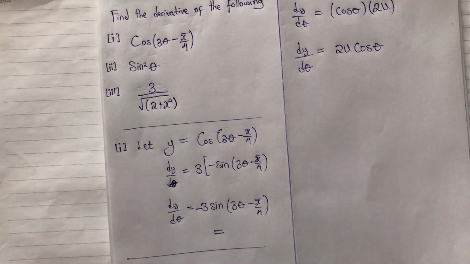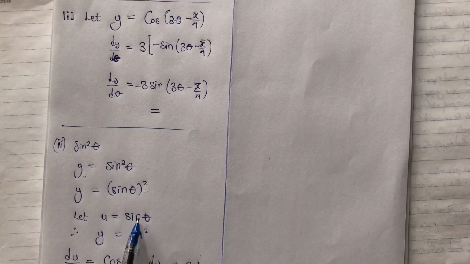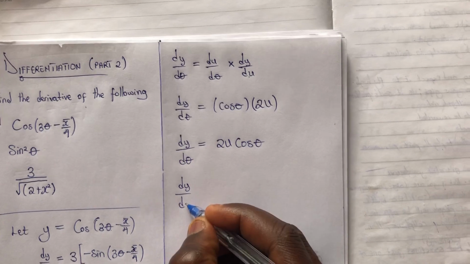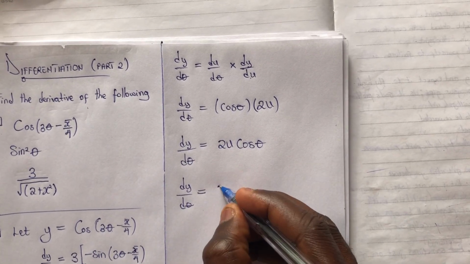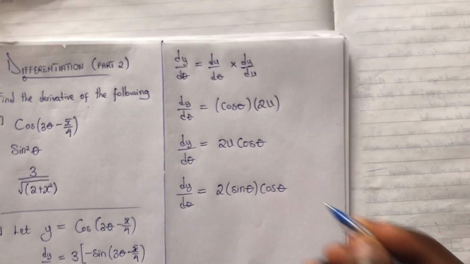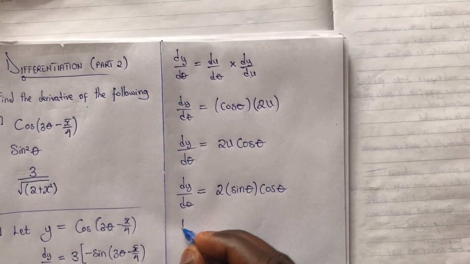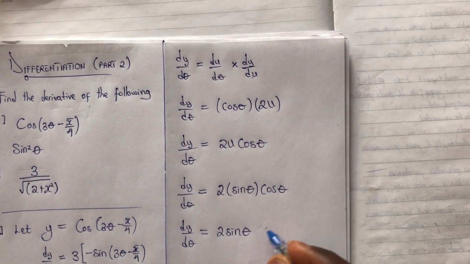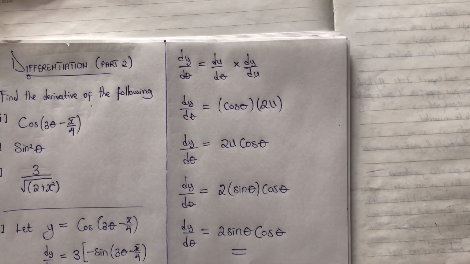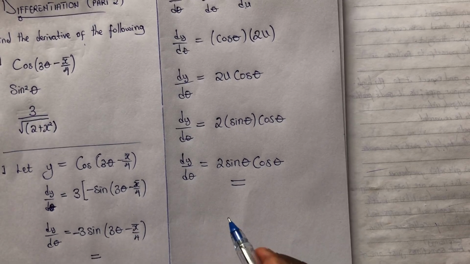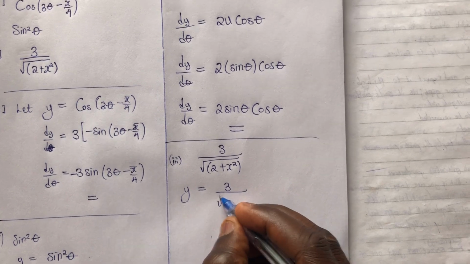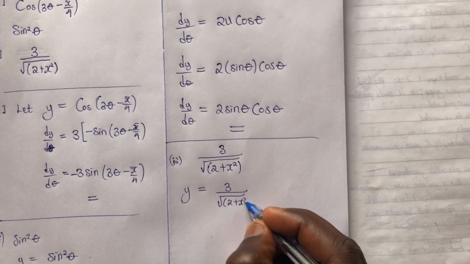But in the beginning, we said that let u be equal to sine theta. So we substitute u back into the equation, and we have dy/d theta being equal to 2 sine theta cos theta. And this will be our final answer. From here, we tackle the third question. Let y be equal to 3 over the root of 2 plus x squared.